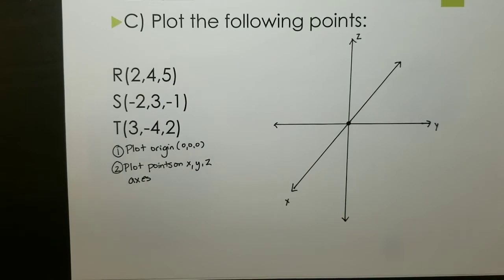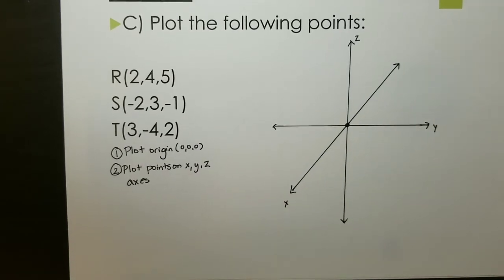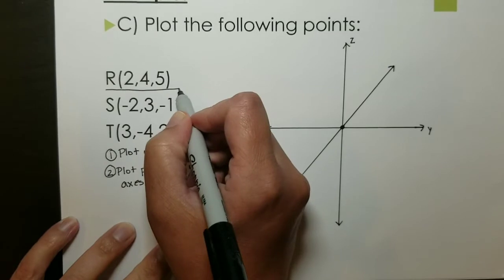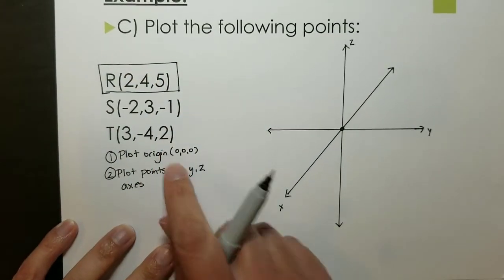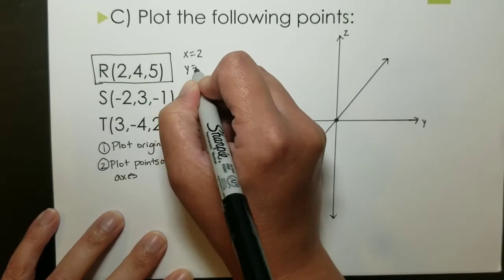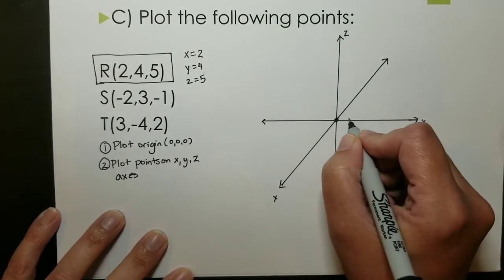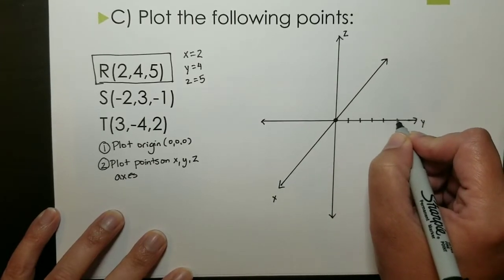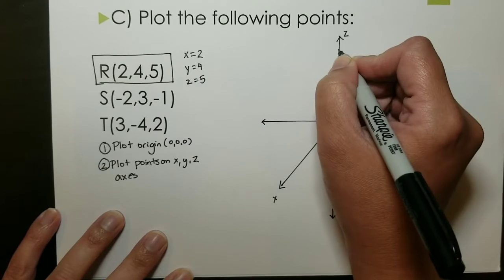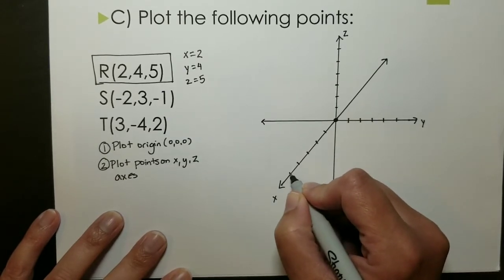So I'm going to do that, and I'm going to maintain the same color coding as what was done on that original slide that was in general. So we're going to do this first one, and I'll do S and T on a later page. So I'm going to go 2 on the x-axis, 4 on the y-axis, and 5 on the z-axis. So I'm going to count out in each direction, roughly about a centimeter there, and then I'm going to space these along the x-axis as well.